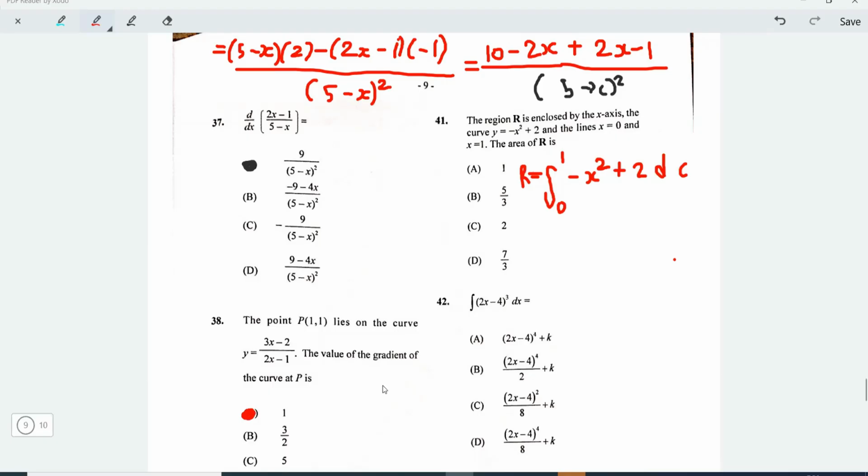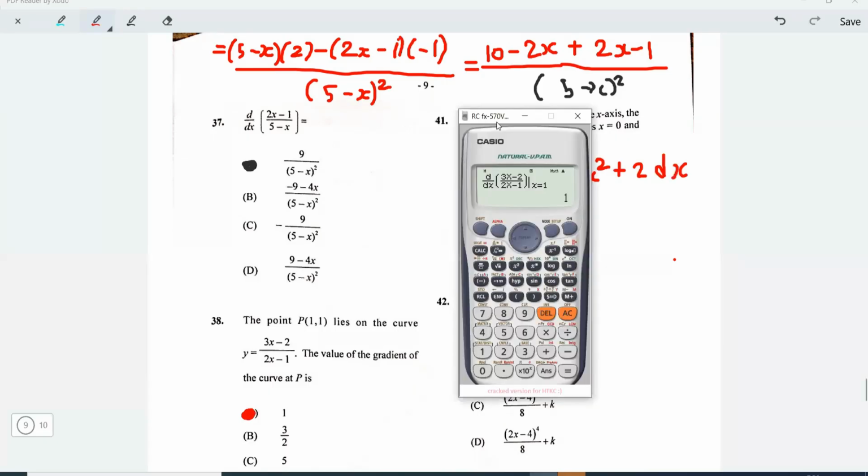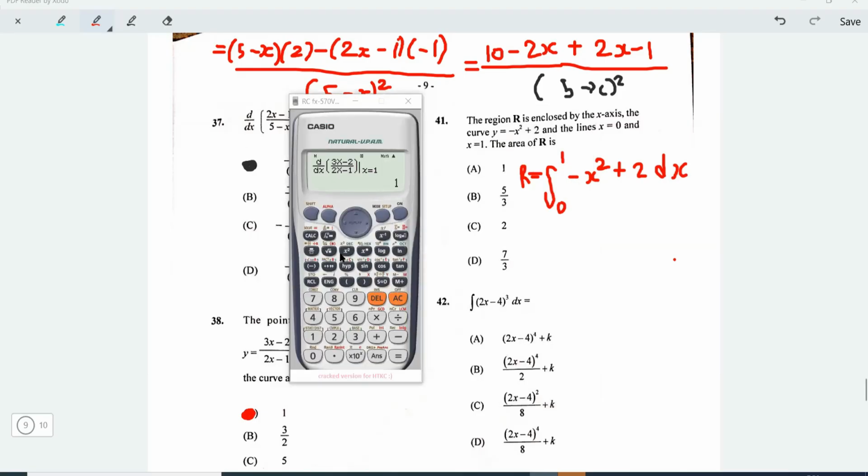Now, I'm not in the mood to really integrate. I'm just going to show you what you get, because this is really a repeat question. Look at the calculator here, plug it in, integrate from 0 to 1 of minus x squared, and that is plus 2. You close up the bracket, and you're going to see the answer: 5 over 3. That's it, option B.